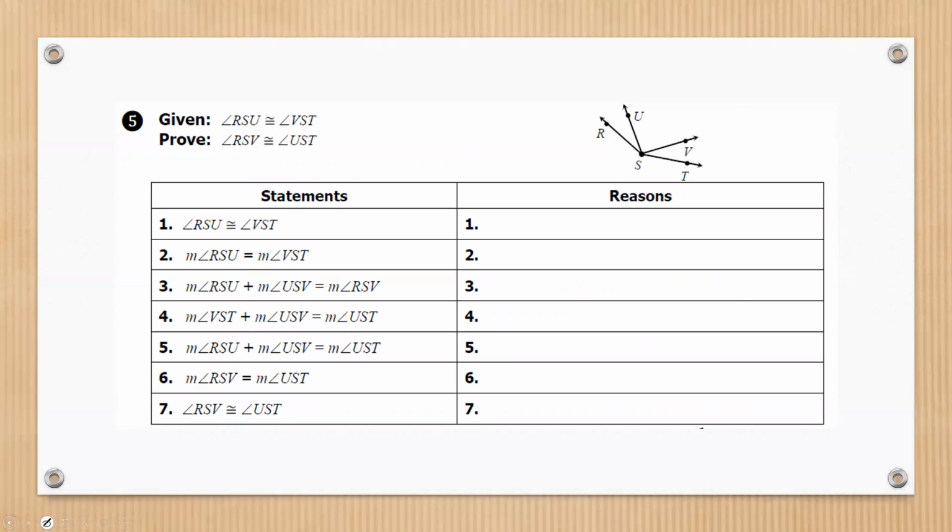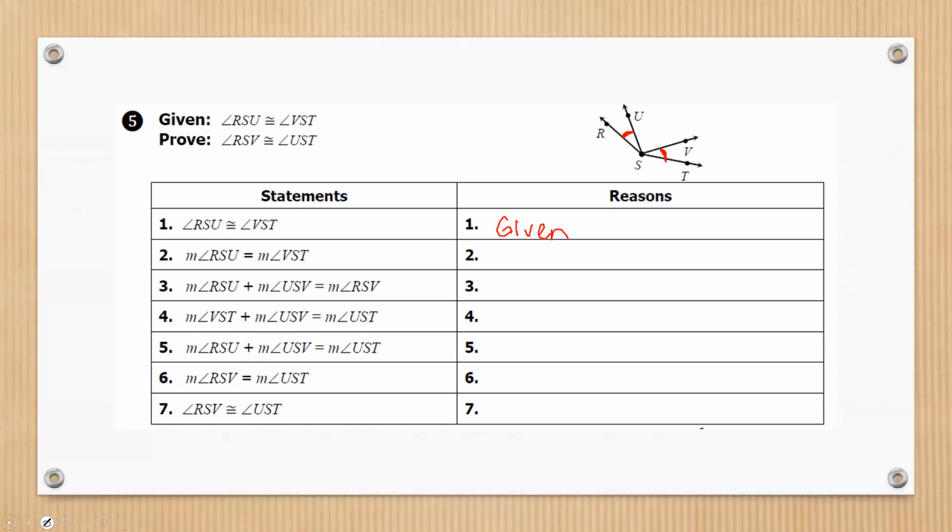Okay. In number 5, they're telling us that angle RSU is congruent to angle VST. And we're going to prove that angle RSV is congruent to angle UST. So let's start by putting that given in the picture. Angle RSU, here it is, congruent to angle VST. There it is. Okay, so that's given.